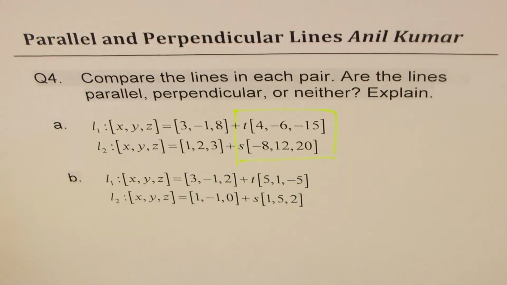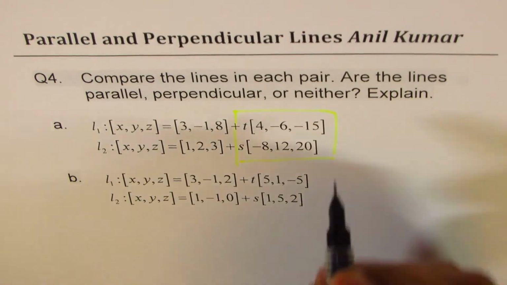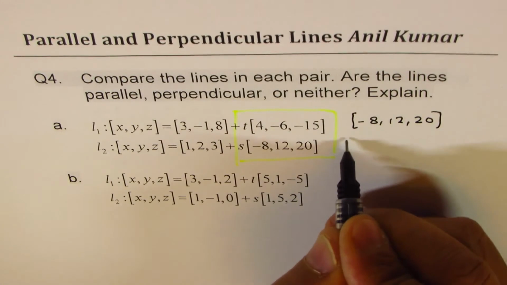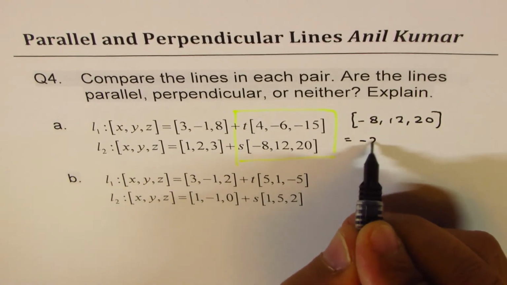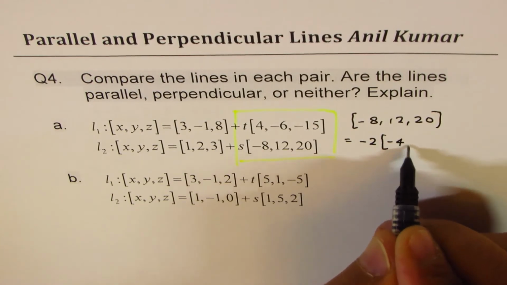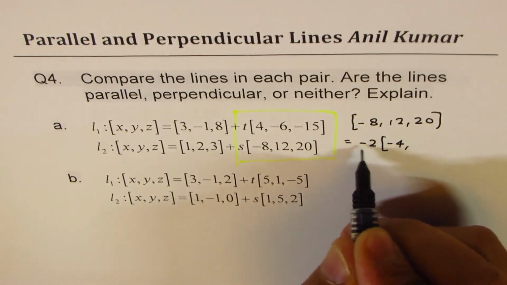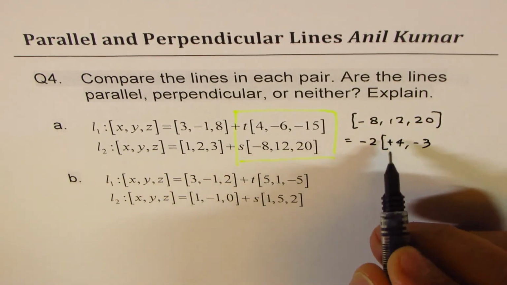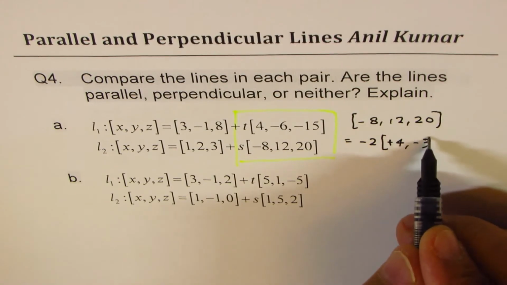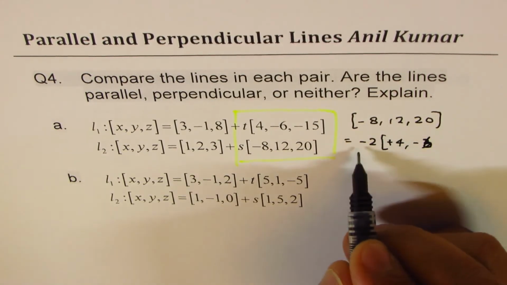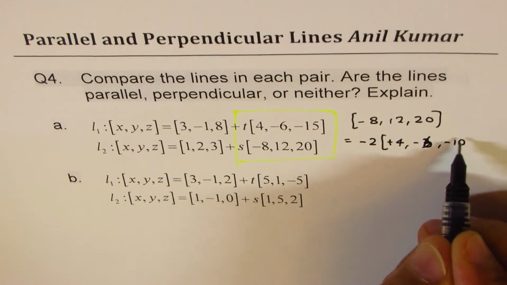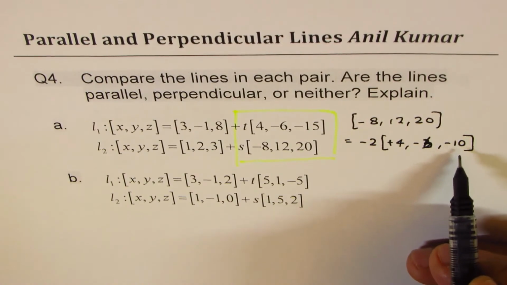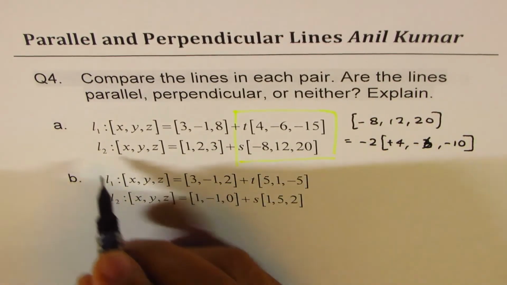What you notice here is that you could write this (-8, 12, 20) as, if I take minus 2 common, I get minus 4, and here, minus 2 common gives me plus 4, and 12 gives me minus 3. So 6, sorry. Okay, 6, minus 6. But this gives me minus 10. Is it okay? Not minus 15. Since that is not matching, it is not parallel. So we know it is not parallel.